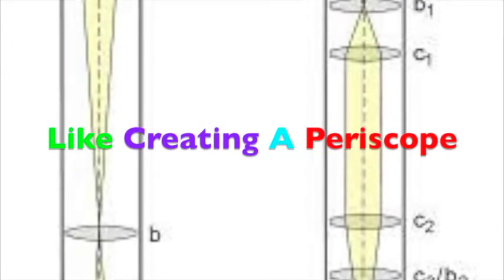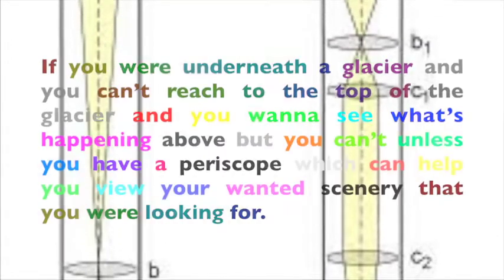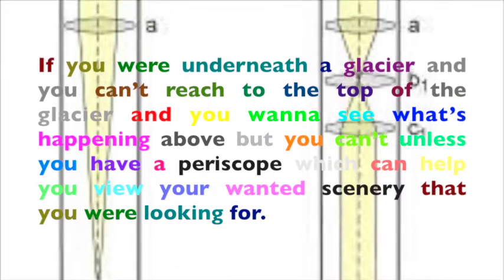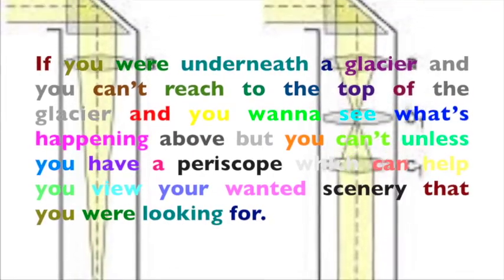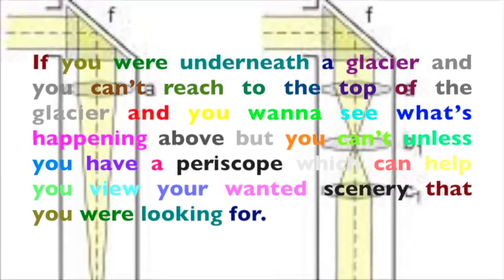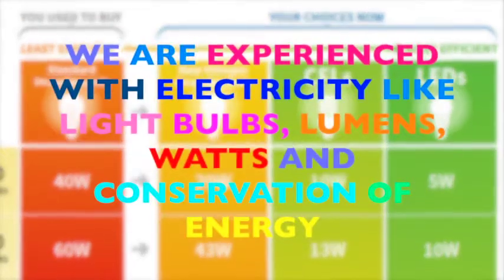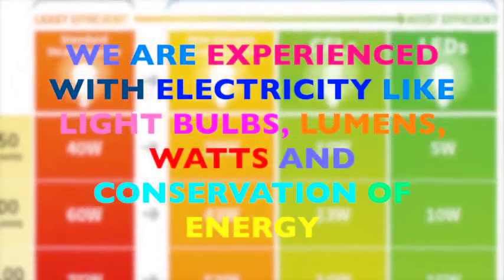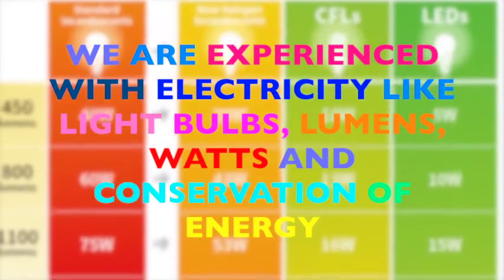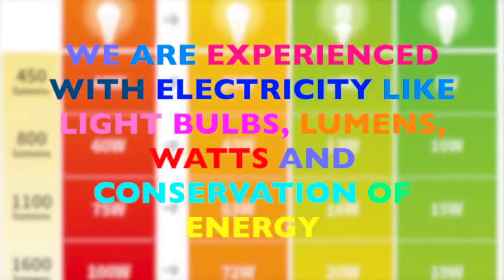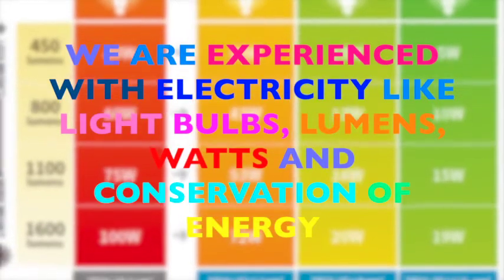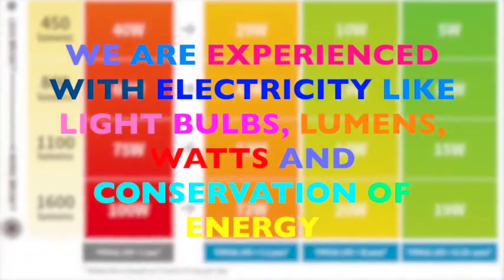If you go underneath a glacier and you can't reach the top of the glacier and you want to see what's happening above, you can't unless you have a periscope, which can help you view the scenery that you were looking for. In addition, we are all experienced with electricity, especially with light bulbs or globes with their lumens, watts, and also the conservation of electric currents by using more reliable electrical appliances or devices.